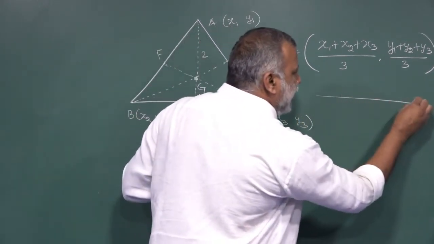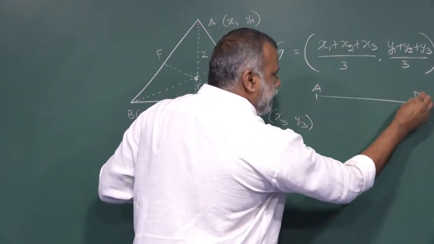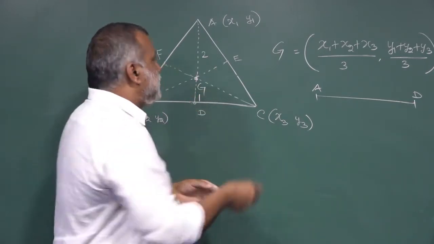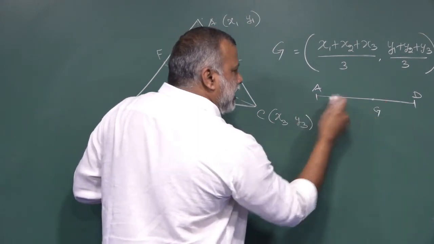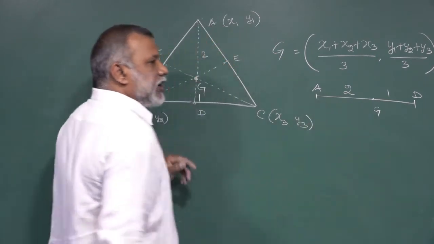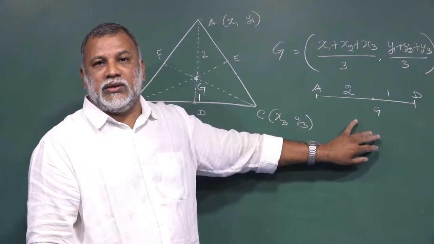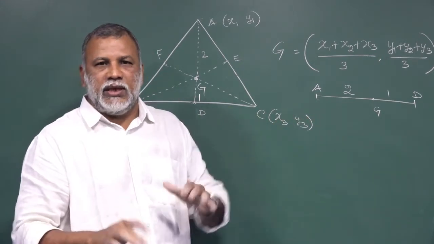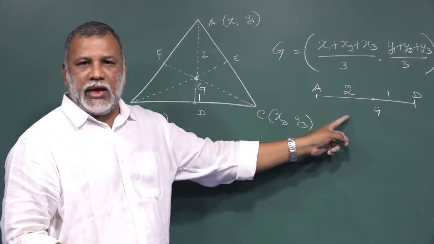Therefore, we are going to take the line segment AD. I am taking only one line. Similarly, we can prove the others. That means G is the centroid, which divides this line segment in the ratio 2:1. With the help of this logic, we are able to prove the value of G. I am going to work out only one median, AD.